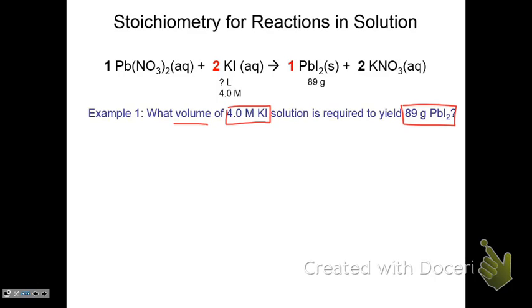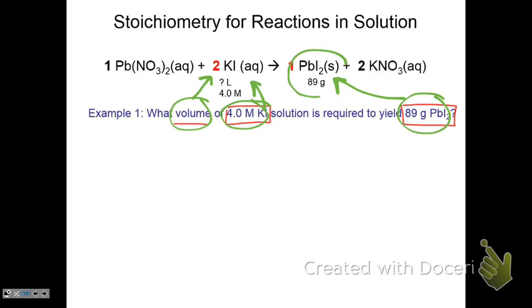So I've actually already done this for you. What I like to do is take these three things that are mentioned in the problem and just plug them in underneath my chemical equation here. So I'm really just given 3 bits of information. I'm asked to find liters, which is why I put a question mark by the liter. I know the molarity of this solution, it's 4, and then this is what I want to yield as my final product here.